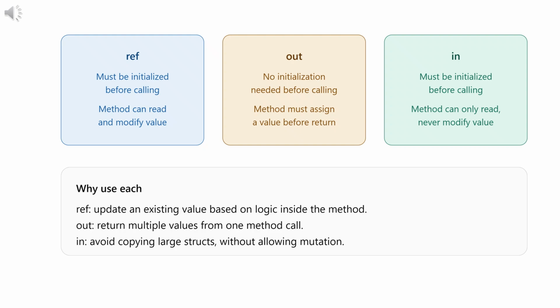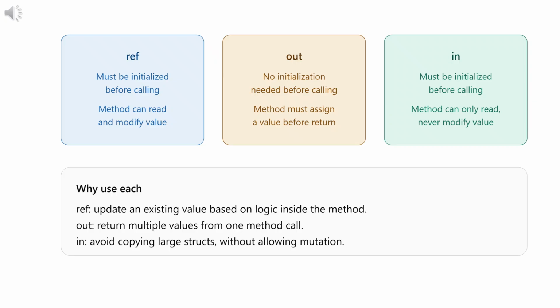Passing large structs normally means copying all their data, but in passes a reference instead, avoiding the copy, while still guaranteeing the caller's data can't be accidentally changed inside the method. Bottom summary box. Why use each? Ref. Update an existing value based on logic inside the method. Out. Return multiple values from one method call. In. Avoid copying large structs without allowing mutation.